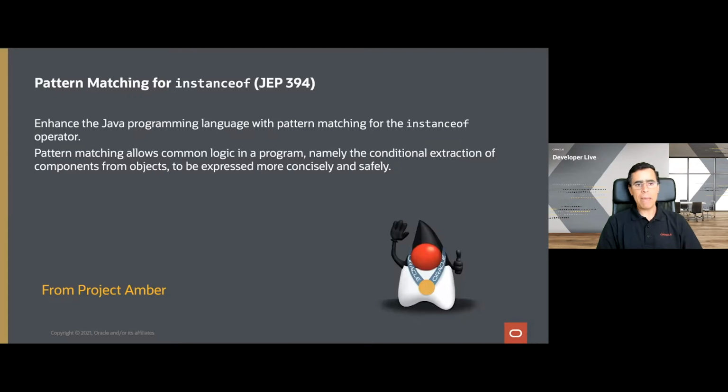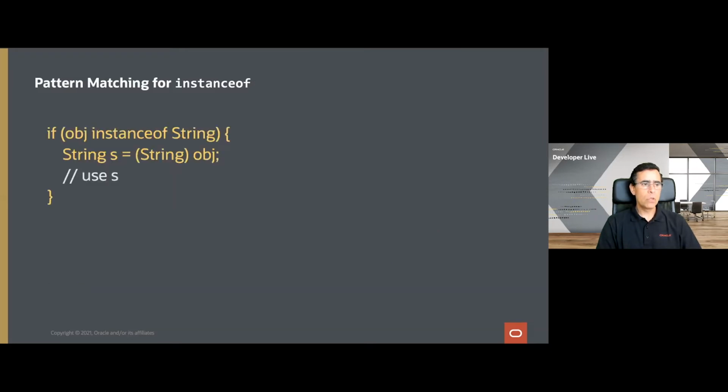The first change is pattern matching for instanceof. We saw this as a preview in JDK 14 and 15. Not being a preview anymore means that you can use these features without any special flags, and you can be confident that they will remain as they are in future versions. Pattern matching for instanceof allows us to express conditional extraction of components from objects in a more concise and safer manner. Let's see an example.